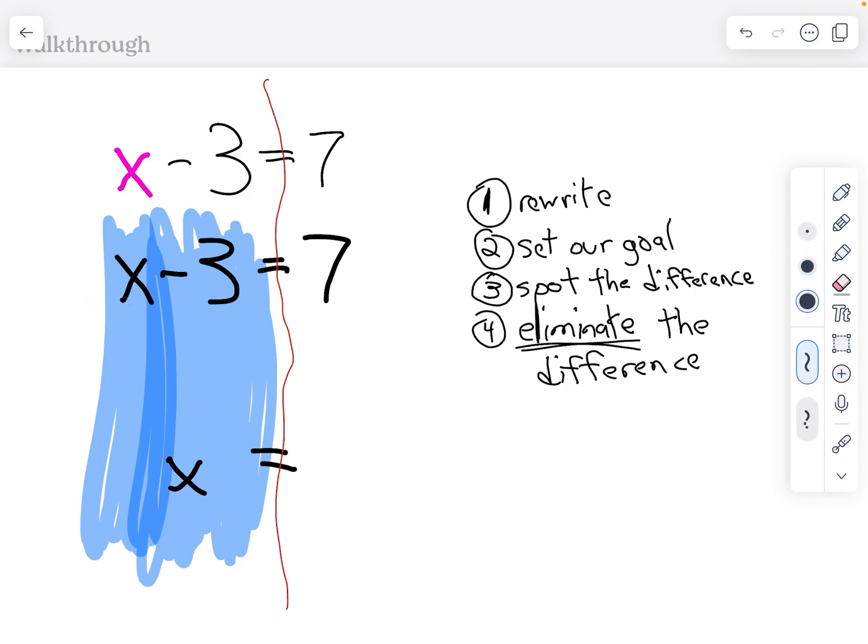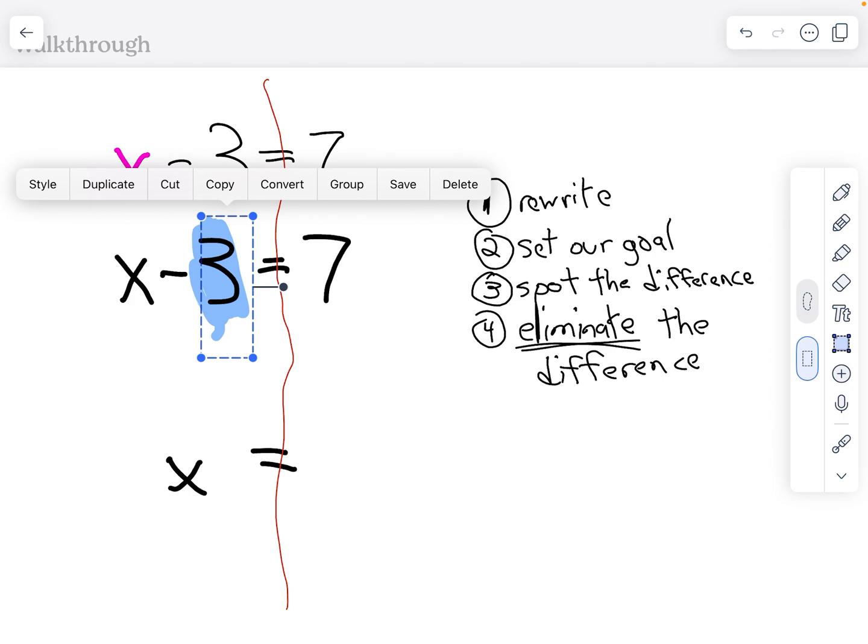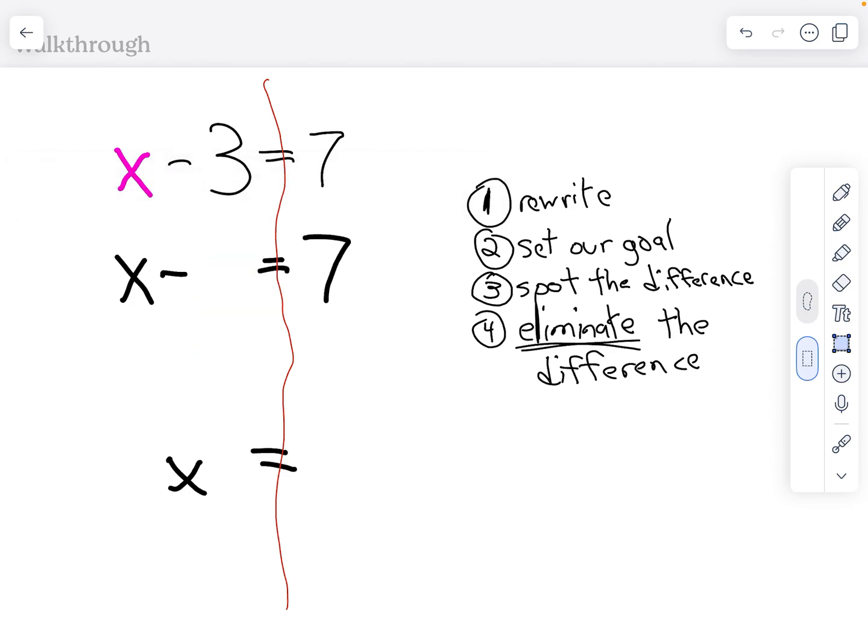So here's what we got. Can you spot the difference? Well, let's see here. I know that if I got rid of this 3, I just took that out completely, that would look a lot like it. So let's say I did take that out completely. I'll just delete it.